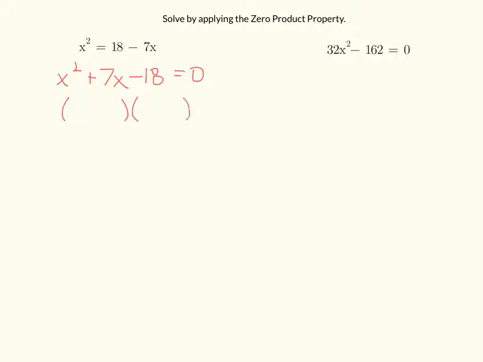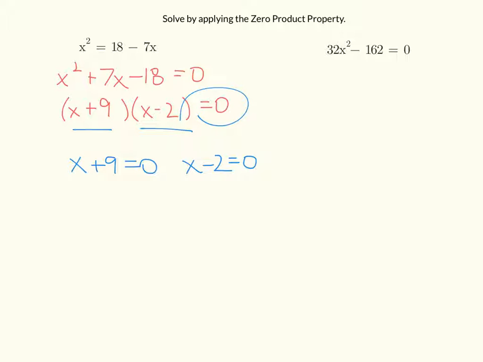Okay, we need two numbers that multiply to negative 18, that sum to 7. Those two numbers are going to be 9 and negative 2. The zero product property says, let each factor equal 0, after all, it equals 0.